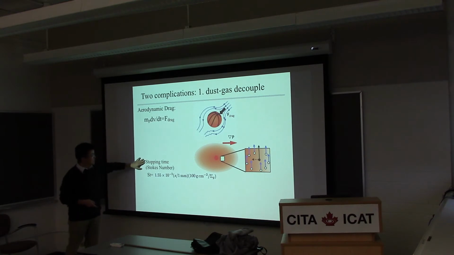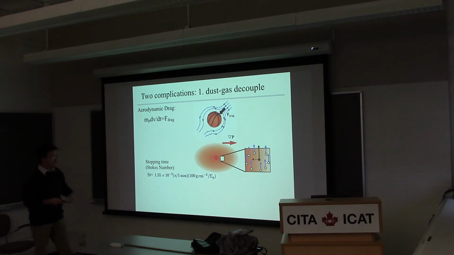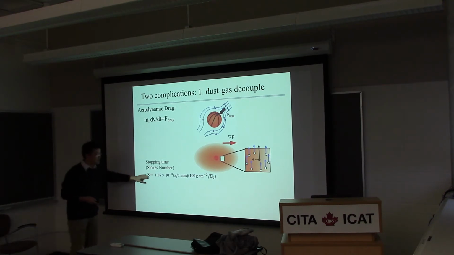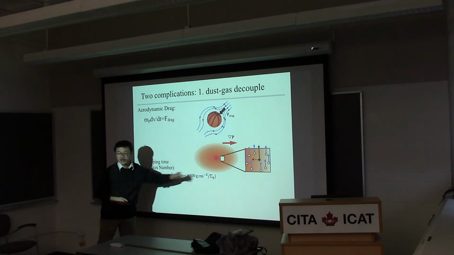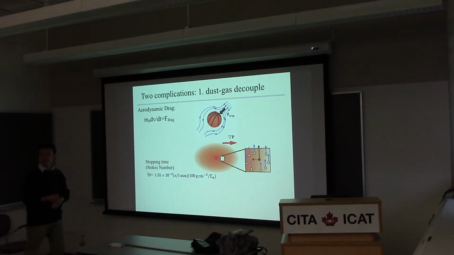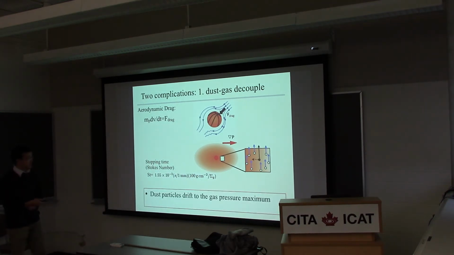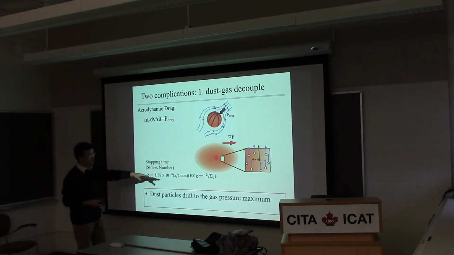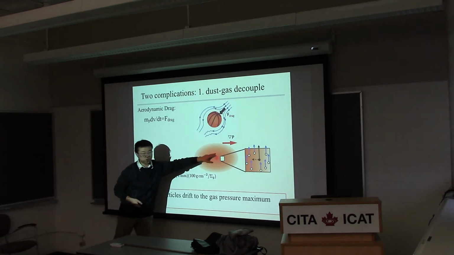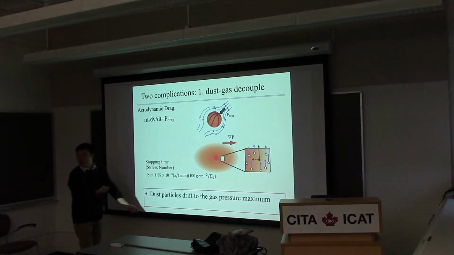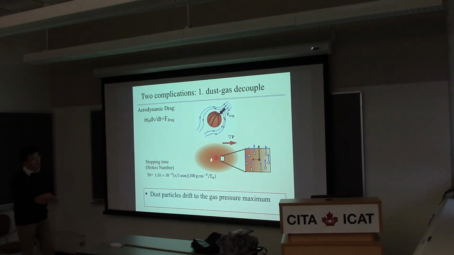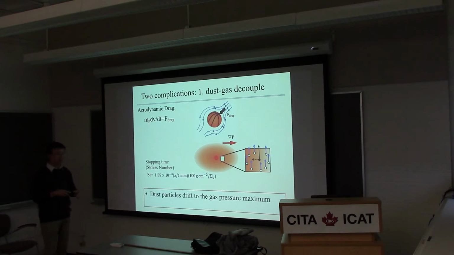To quantify their drift speed or the interaction with the gas, people normally use the Stokes number. Basically, the dimensionless stopping time. It says how many orbits it takes for the particle to catch up with the gas. So the stopping time is related to particle size and the gas surface density. But the message here is that the dust particles in a protoplanetary disk will always drift towards where the gas pressure is maximum. So in a protoplanetary disk, if the gas pressure is maximum close to the star, particles will drift towards the central star.